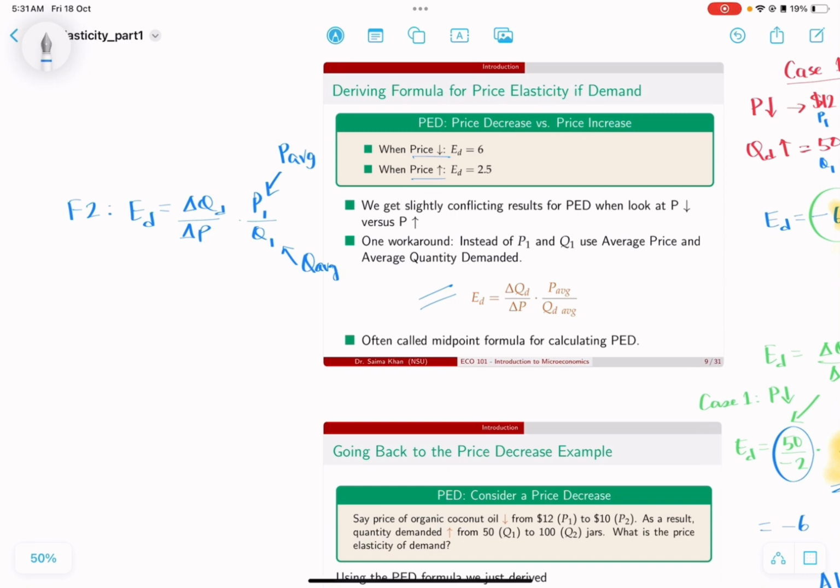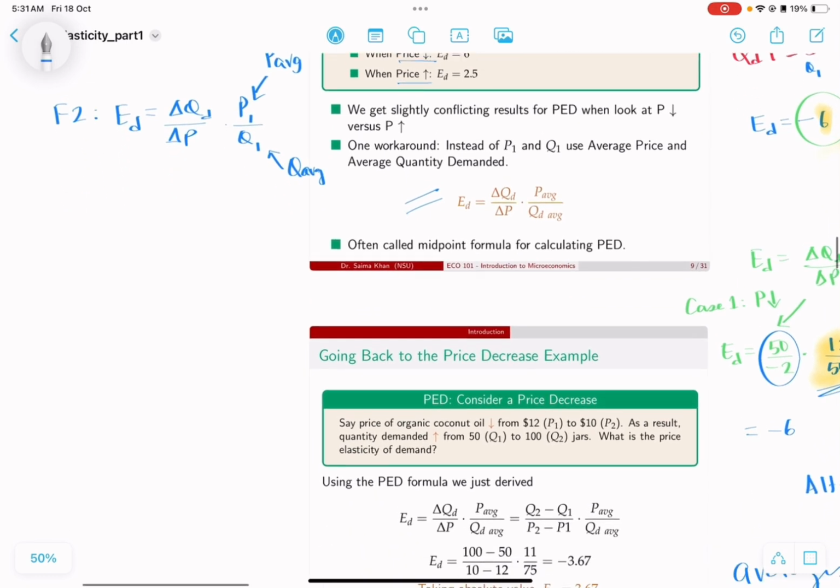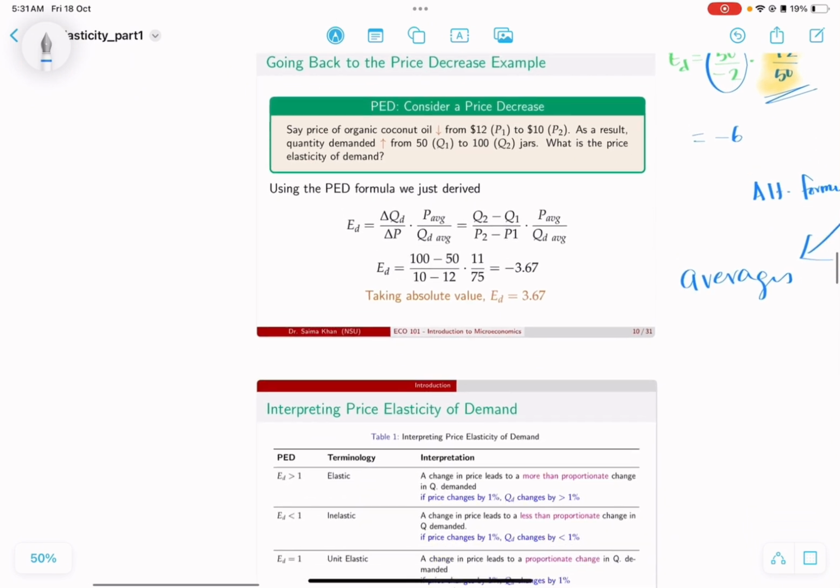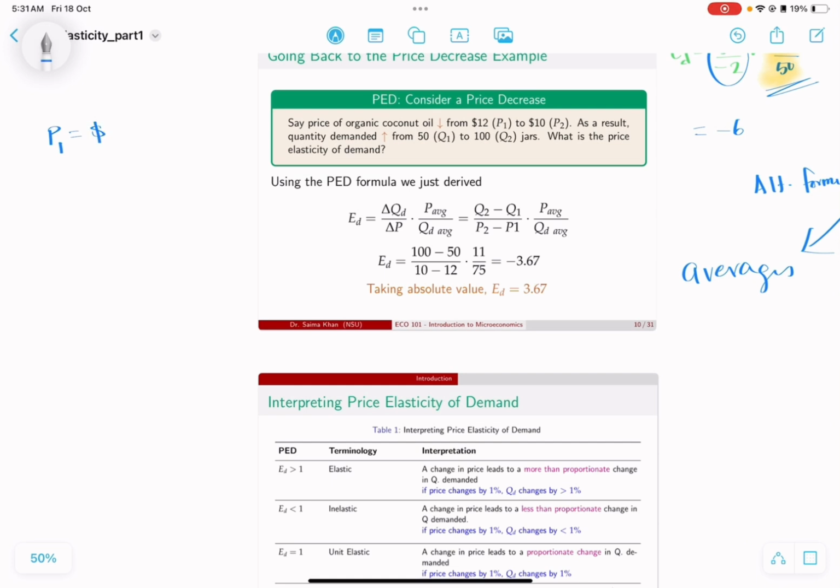So let's take an example to figure out how we're going to do this. Let's continue with that example of price decrease. P1 was $12 and the new price was $10, and the old quantity was 50 units and the new quantity was 100 units. So we have to calculate the price elasticity of demand using this midpoint rule.